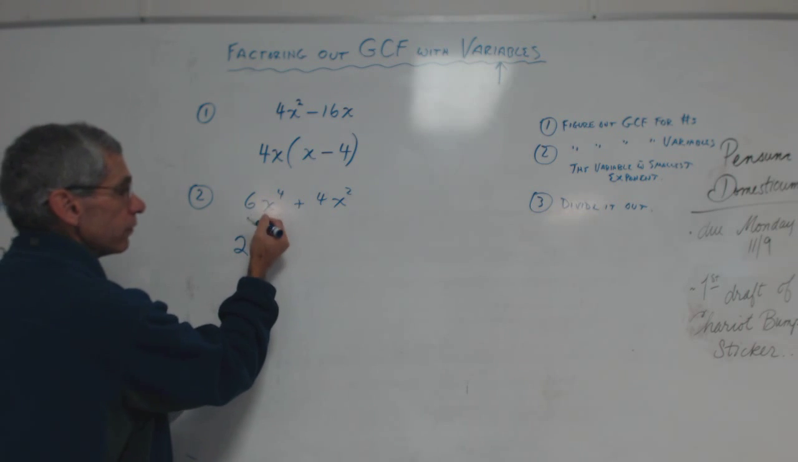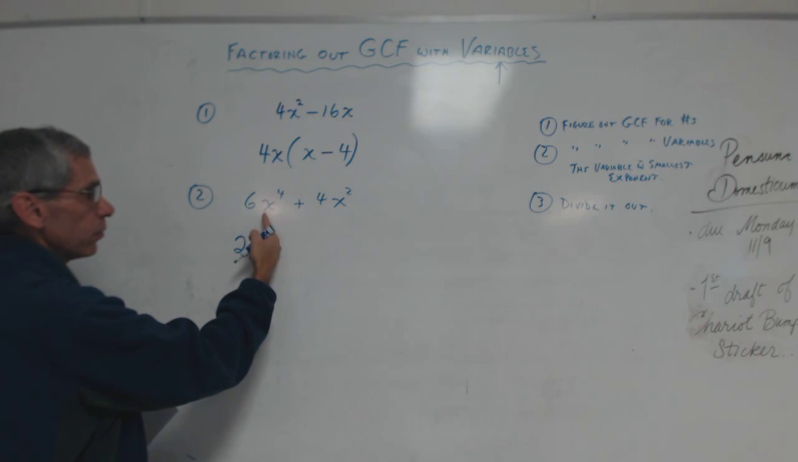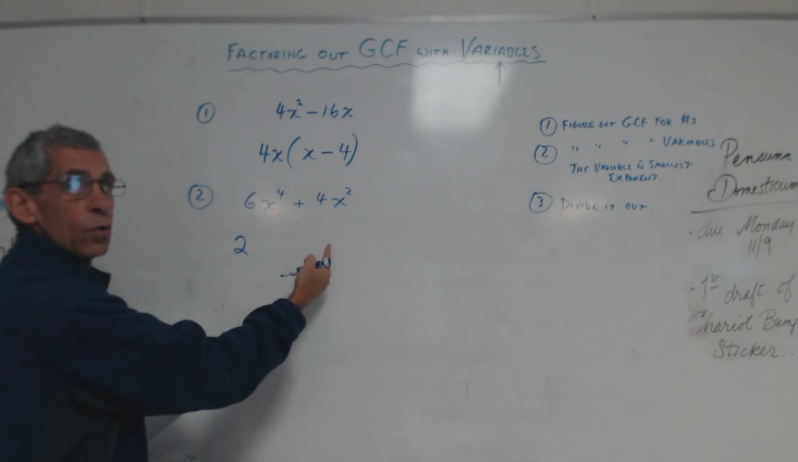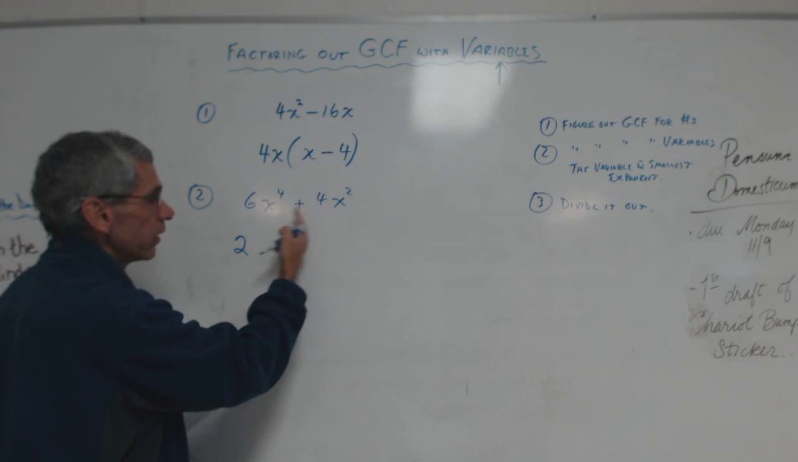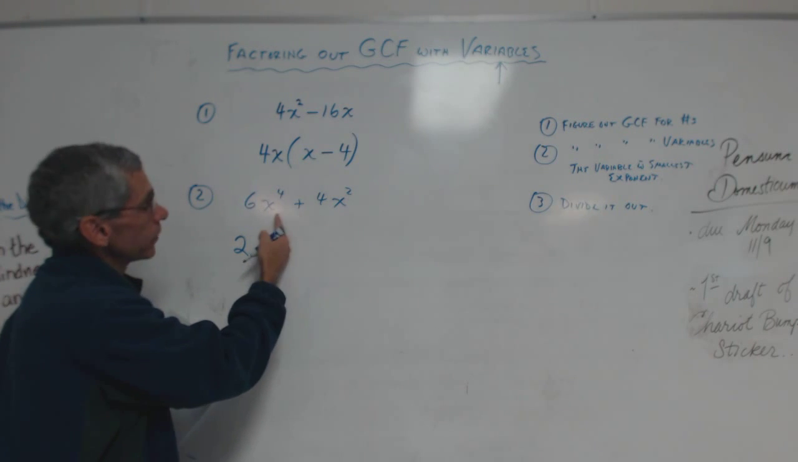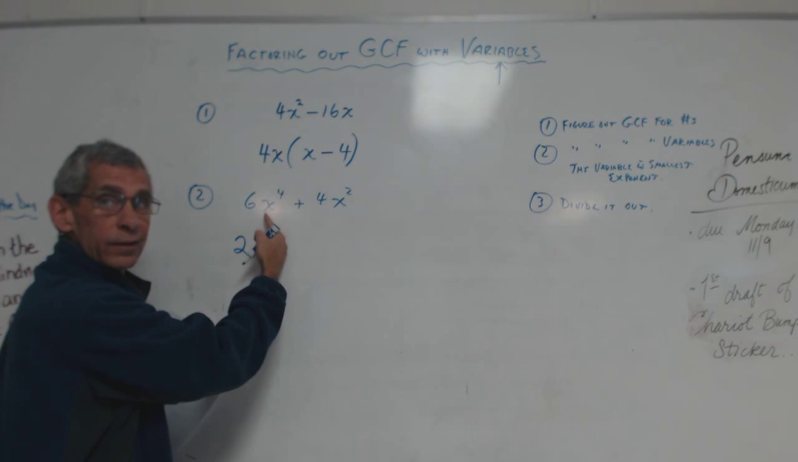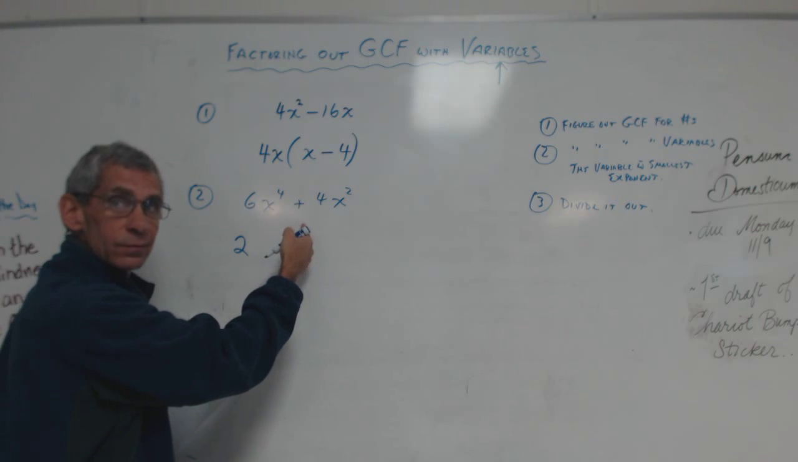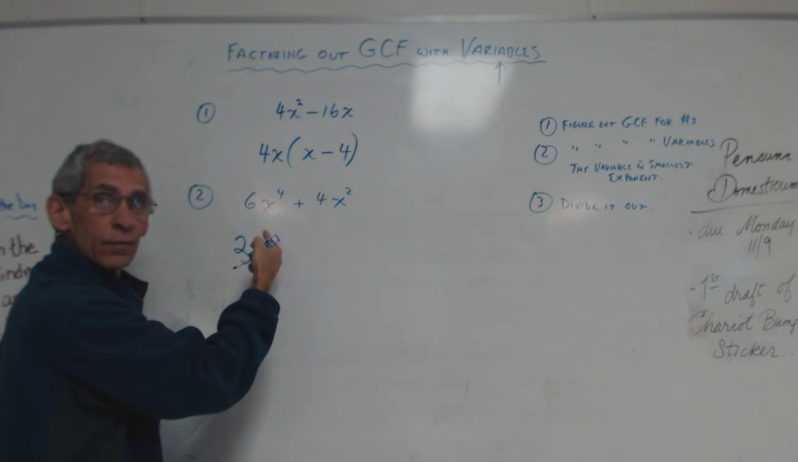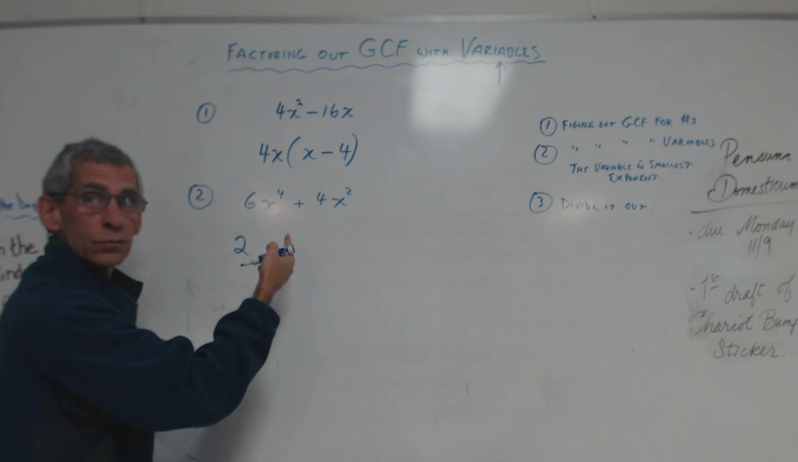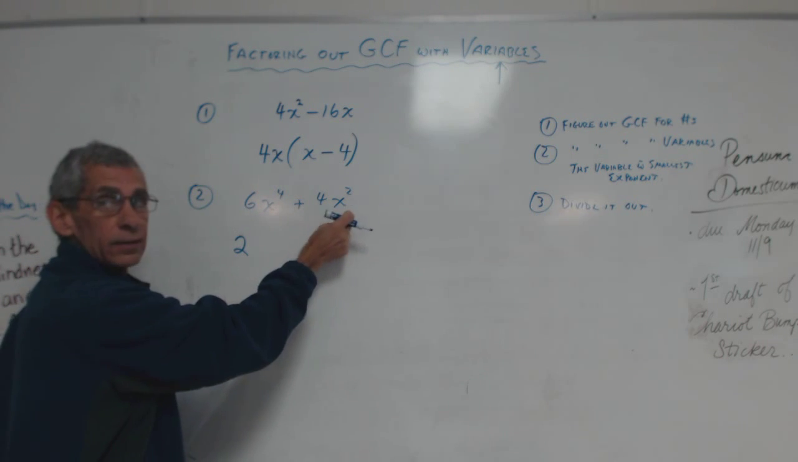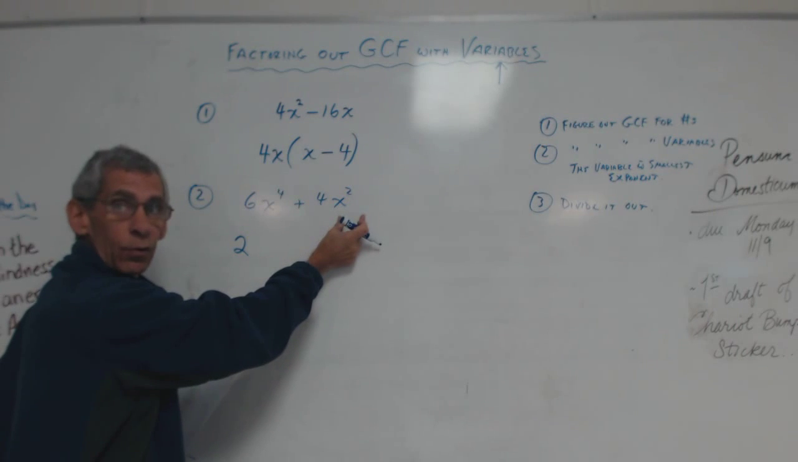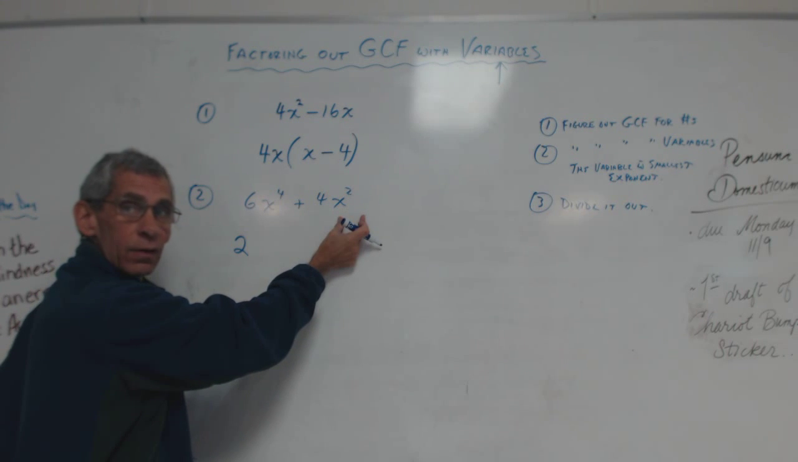Now I've got to look at my variables. The variables are x to the 4th and x squared. Which do they have in common? Well, they both have an x. But this has 2 x's and this has 4 x's. But 4 x's is also 2 x's and 2 more x's, right? This one has x, x, x, x. This one has x, x. They both have 2 x's in common, x squared.